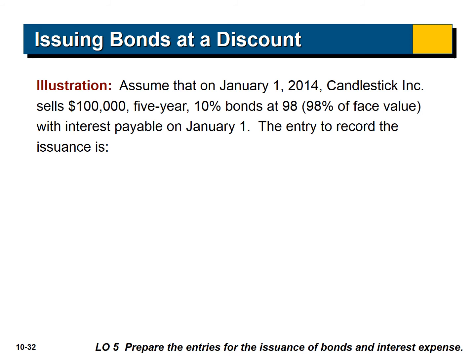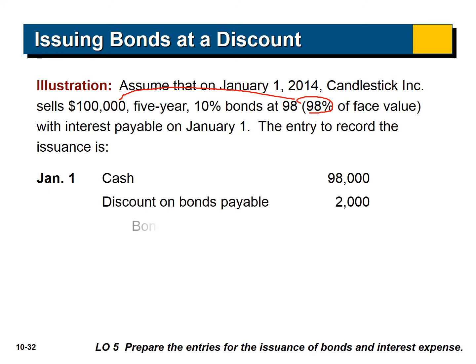Assume that on January 1st, 2014, Candlestick sells $100,000 of 5-year 10% bonds at 98. Remember, that means 98% of the face value, which was $100,000, with interest payable January 1. The entry to record the issuance is, well, again, it's like borrowing money from a bank, but this time what we received was actually less than what we're going to pay back, so therefore we have what's called a discount. We're selling the bonds below the face value, so they sell at a discount.